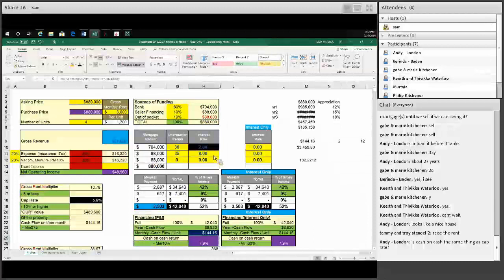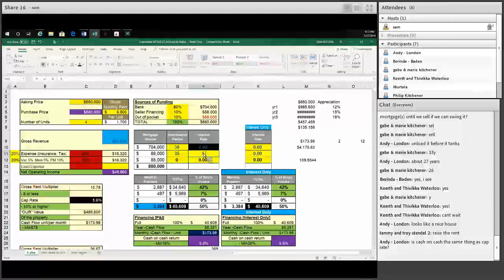How can we fix that? 7.8. How can we fix that? Well, there's two ways to do it. If we drop the interest rate to 7, it's still not enough. Let's drop it to 6. 6 almost gets us there. 5.5 will get us there.